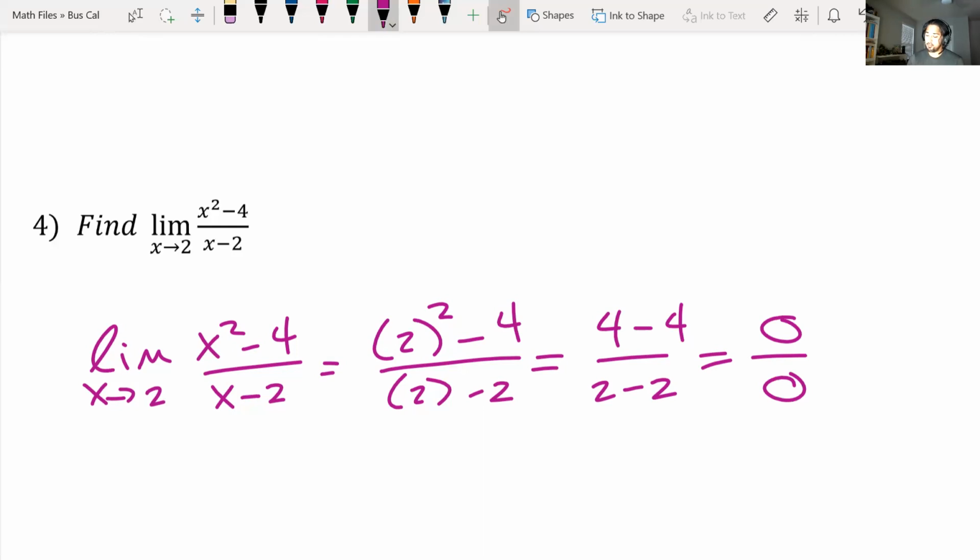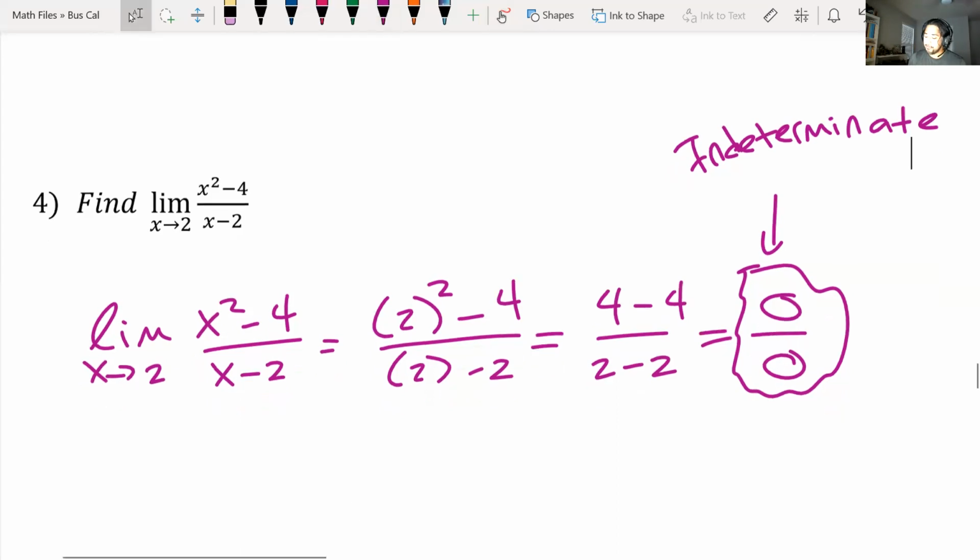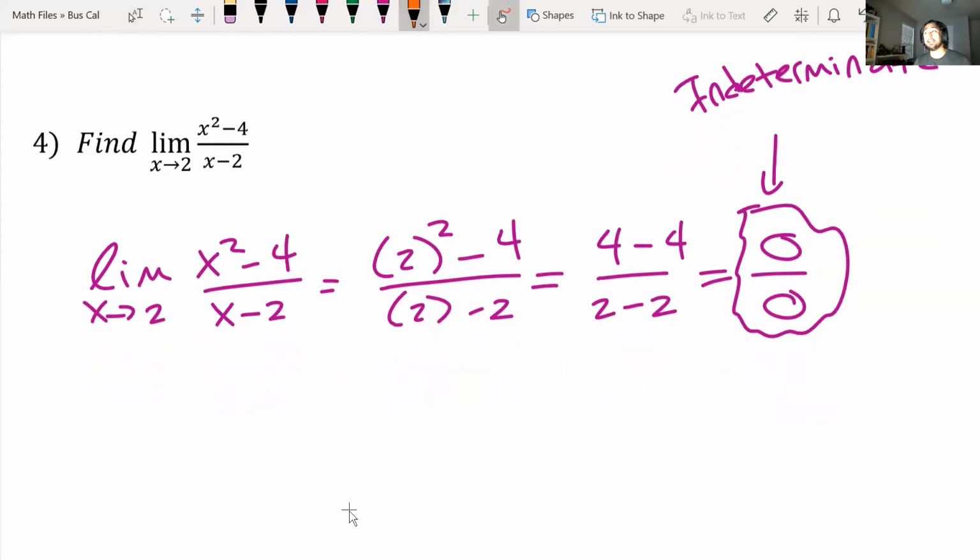Careful. 1 over 0 is undefined. 0 over 0 is called indeterminate. Indeterminate is whenever you get a 0 over 0 answer. So this means that plugging in the number from the beginning didn't work out for us. So we have to go back to the beginning of the limit and figure out another way to solve this.